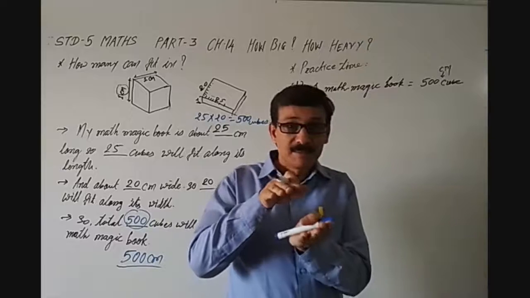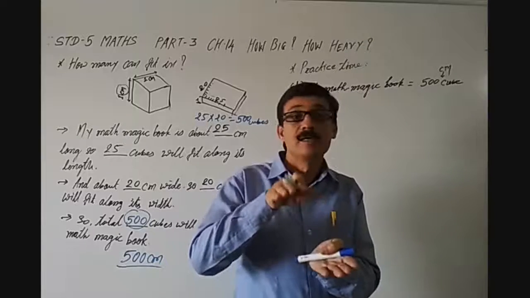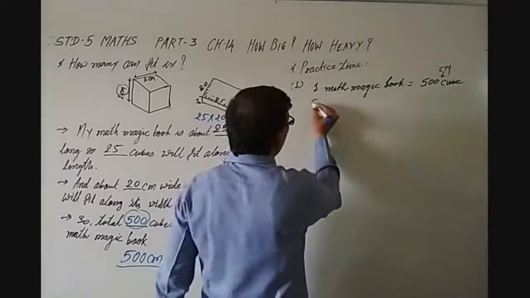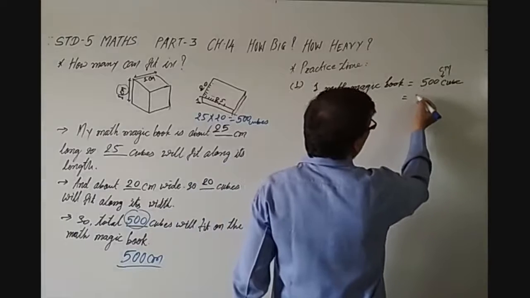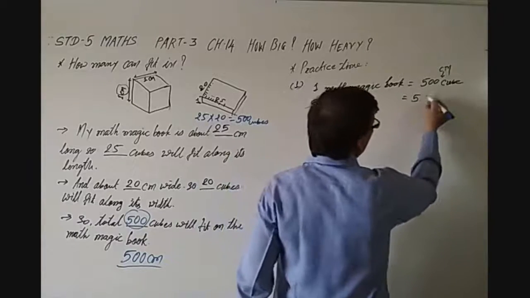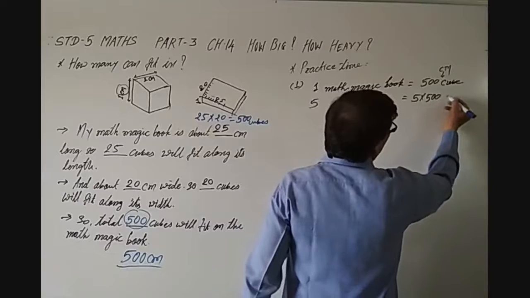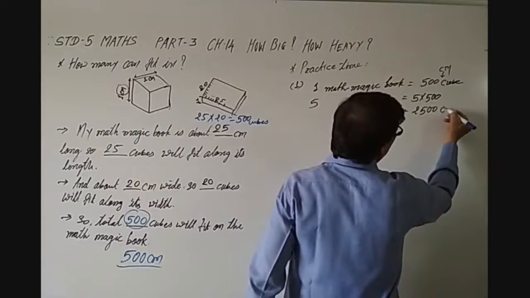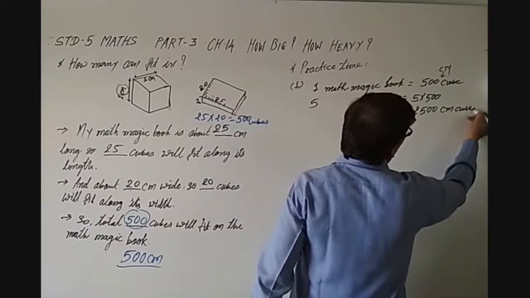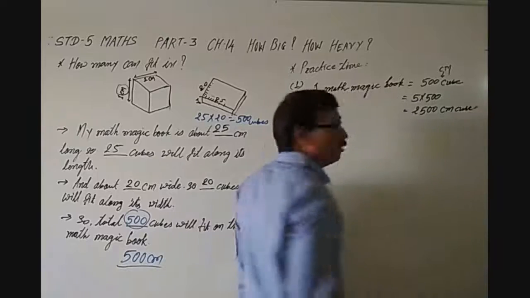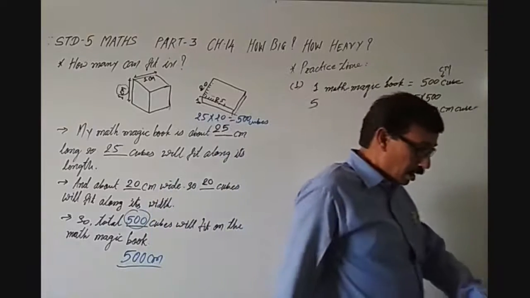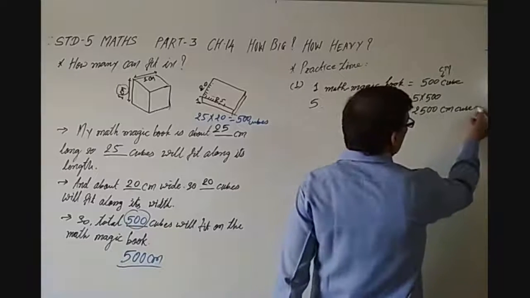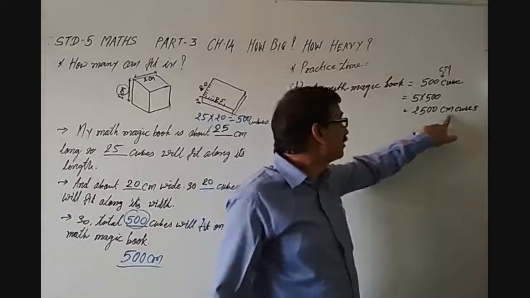So if a stage is made up with 5 mathematics books, how many cubes will be required? 5 books multiplied by 500, isn't it? It is equal to 2500 centimeter cubes. So the volume of this stage is the same as 2500 centimeter cubes.